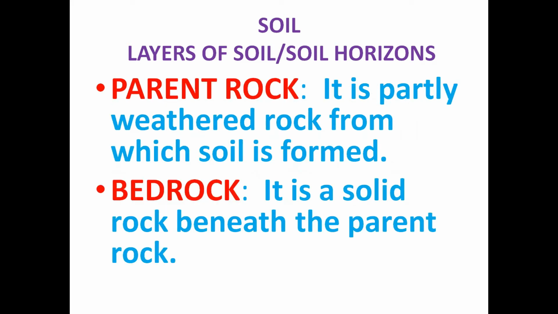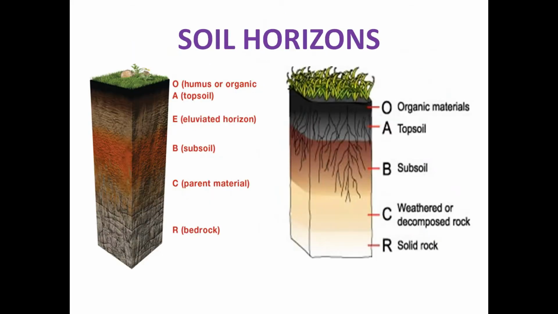The next layer is parent rock. This is partly weathered rock from which the soil is formed. Under this parent rock, we see a very solid rock. This is bedrock. See the soil horizons in this picture. The topsoil, where we find organic material, that is humus, and all these minerals also. And the next layer is subsoil, and the third layer is of weathered rock, the parent rock, and the last layer is bedrock, the solid rock.